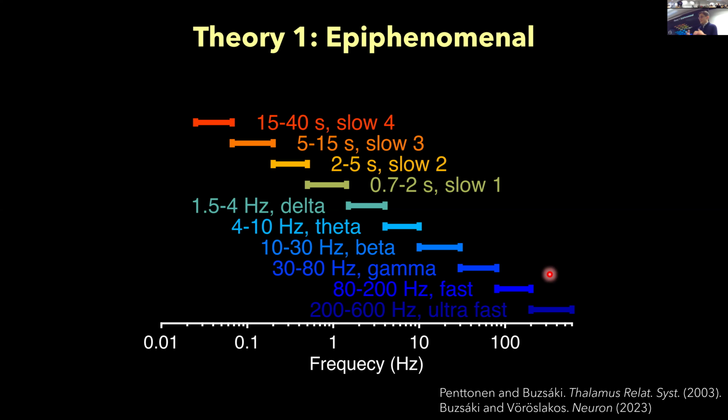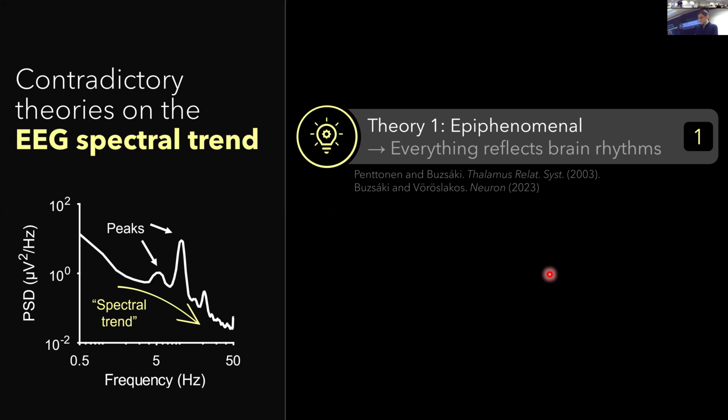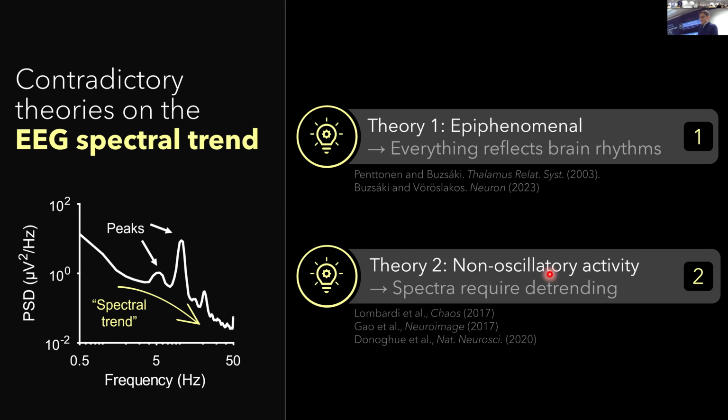And if you take the signal and take the power spectrum, these peaks blur out into what looks like a trend, but it's not really. So that's theory one. And under this regime, no detrending is necessary. All the power reflects brain rhythms, so you can just look at the power, and that's brain rhythm. Then the alternate theory is that this spectral trend reflects something distinct, some non-oscillatory activity, and that EEG spectra require detrending if you want to properly analyze brain rhythms.